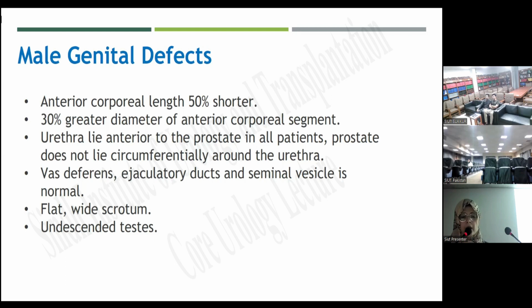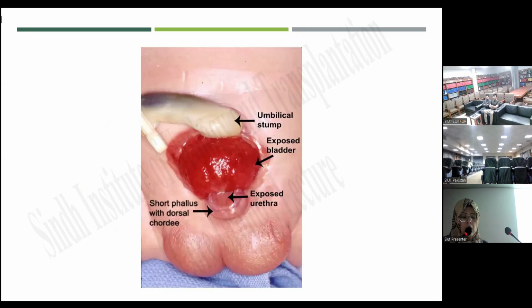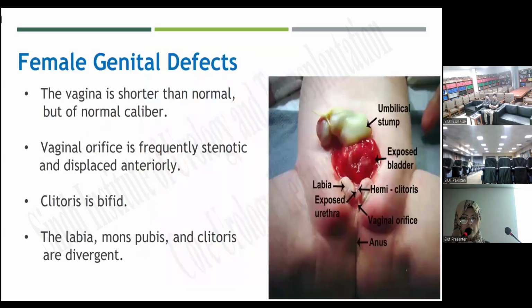The scrotum is flat and wide, and there is a frequent finding of undescended testes, which are usually retractile, and the patient can benefit well without orchidopexy after the primary care. This is the picture showing the male genital defects with the exposed bladder, short stubby urethra with exposed urethral plate, and the flattened, well-developed scrotum.